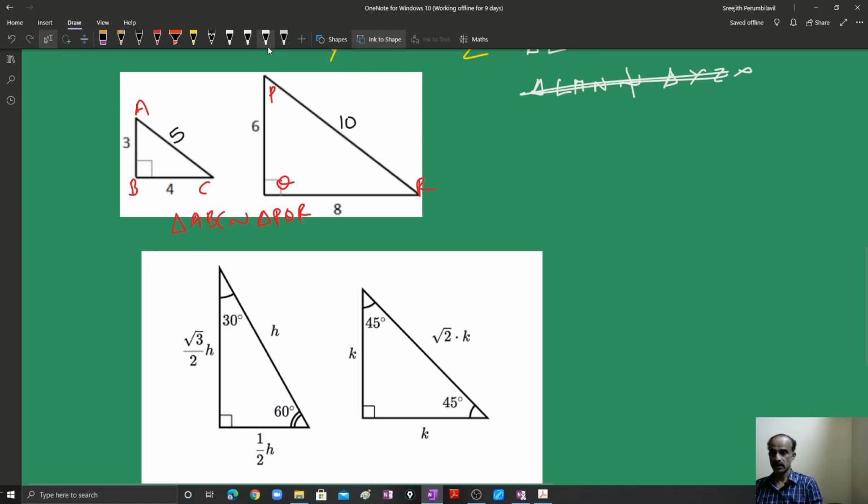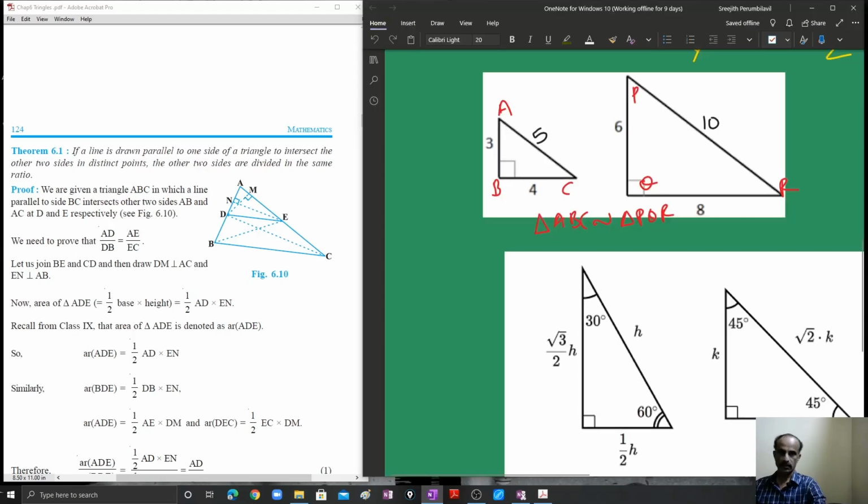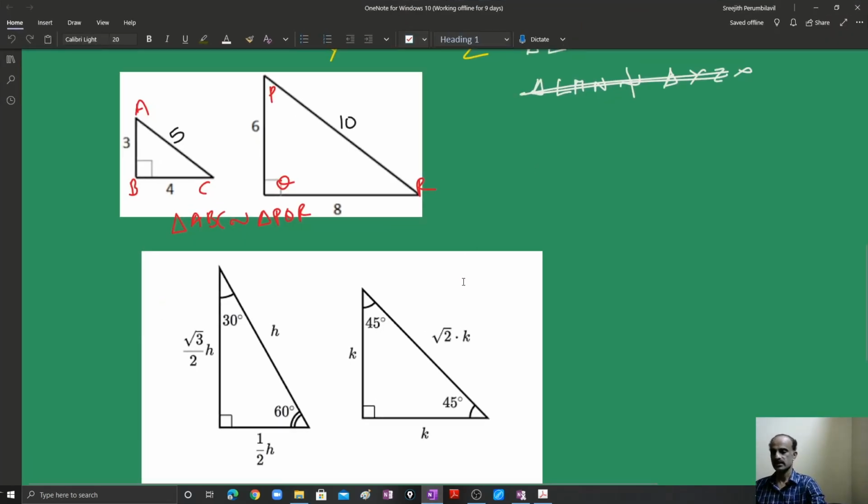These two triangles are not similar. Why are they not similar? I'll write that they are not similar. Why are they not similar? Because what? What is the reason? The reason is that they have different shapes. So we cannot say that all right angle triangles are similar.